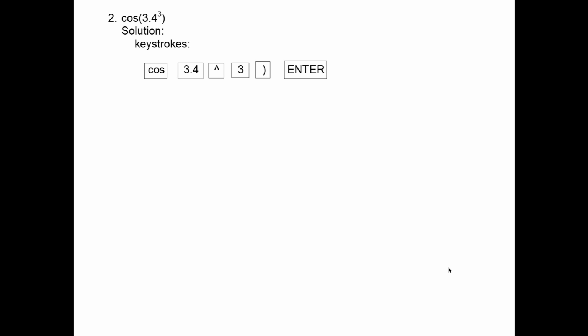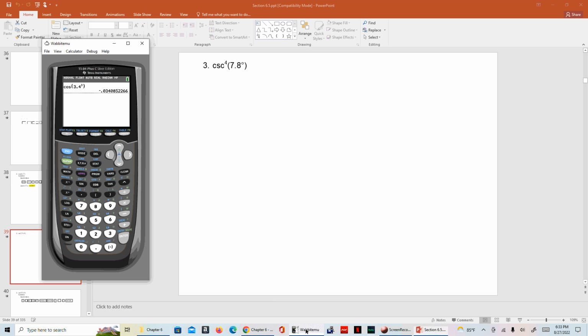Again, you could set your float to 4. Next, the cosecant to the 4th power of 7.8 degrees. So let's see. I'm going to have 1 divided by, open my parentheses, sine 7.8, second angle, degree symbol, close the one I opened, raised to the 4th power, 947.6863.